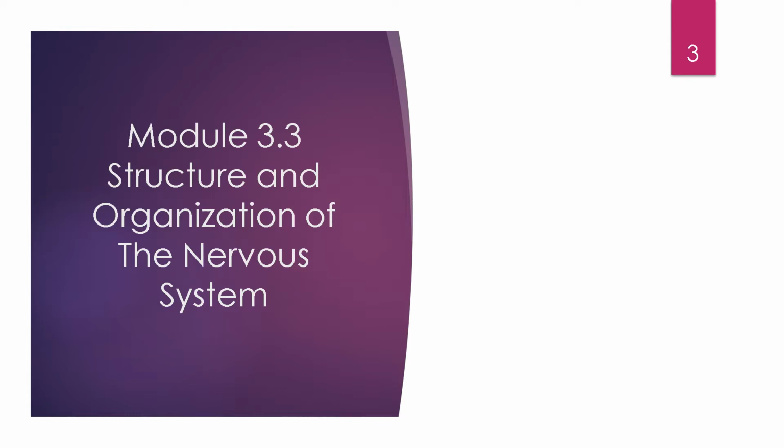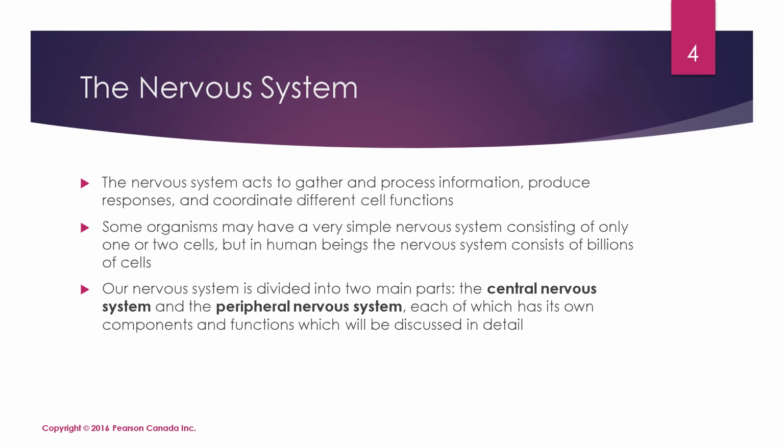So Module 3.3, Structure and Organization of the Nervous System. The nervous system is essentially the system that acts to gather and process information, produce responses, and coordinate different cell functioning. Some organisms may have a very simple nervous system consisting of only 1 or 2 cells. But in human beings, the nervous system consists of billions of cells. We talked about those neurons and glial cells last class. We did an overview of what they are and what they do, but there are billions of them within our nervous system.